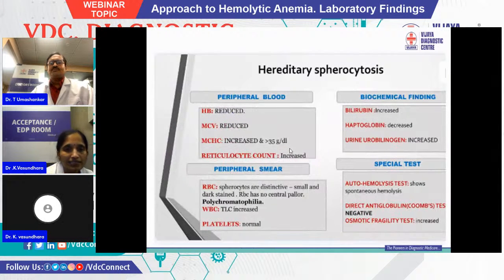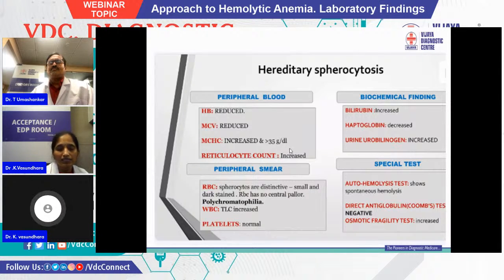These are the findings in case of hereditary spherocytosis. You'll have a reduced hemoglobin, MCV is reduced, and MCHC is increased. You have an increased reticulocyte count, and the biochemical findings are an increased bilirubin level, a decreased haptoglobin level, and increased urinary urobilinogen. In the peripheral smear, we have spherocytes, which are the distinctive feature of hereditary spherocytosis. And we have a normal WBC and platelet count.